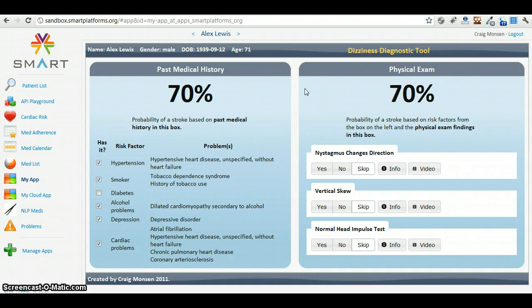Each of them contains a prediction of the probability that stroke is a cause of the patient's dizziness, indicated by the large number at the top of each box. For the past medical history box, data is retrieved from the record to figure out which of the stroke risk factors the patient has. Under the hood, stroke prevalence data and Bayesian likelihood ratios calculated from previous literature are used to estimate a pretest probability that the patient has had a stroke.